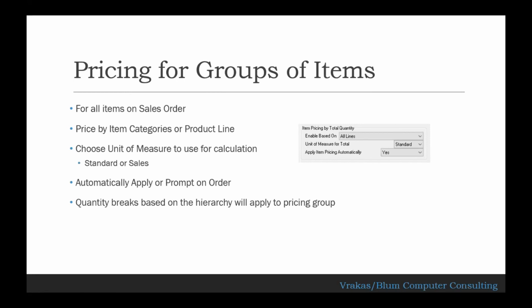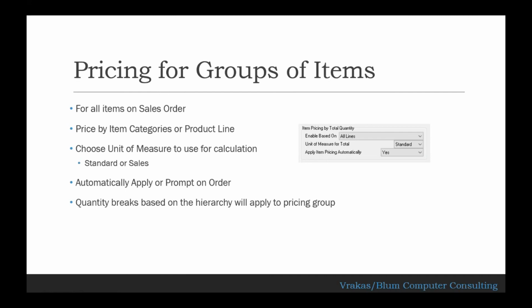The one thing that they did, again a little bit newer, they added the ability to have us prompt for that item pricing. So we can say, yeah, always apply this pricing, I don't want you to prompt me. Or we can say, no, prompt me. You'll get a pop-up that says something like, this order qualifies for item break pricing. Would you like to apply it? Click yes, you go ahead, and it takes care of it for you.